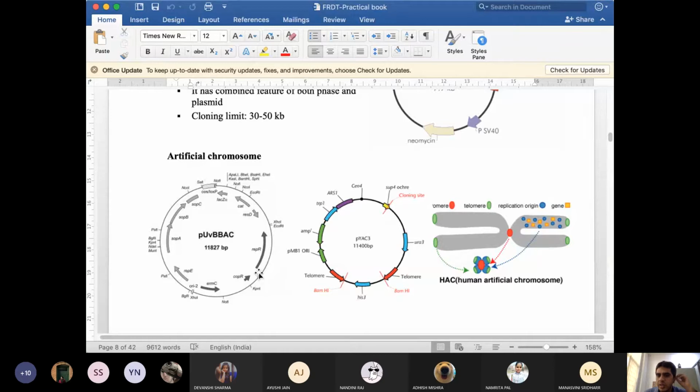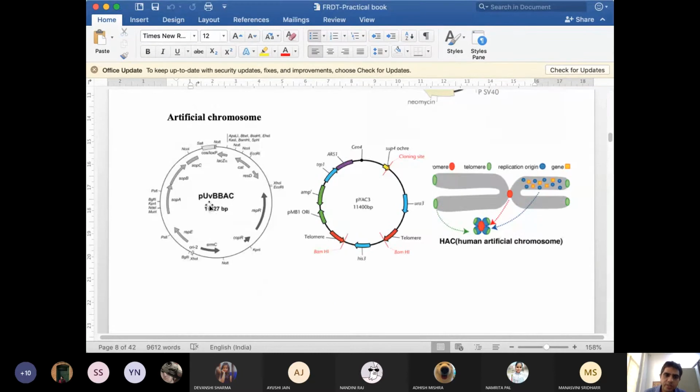In eukaryotes, we have human chromosomes, and in bacteria, we also have bacterial artificial chromosomes. If you're using a human chromosome, we call it a human artificial chromosome. So depending upon your requirement, you can use all the properties. pBR322 is a bacterial artificial chromosome, and this X shape is a human artificial chromosome.